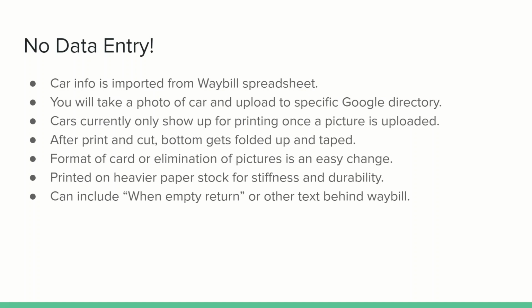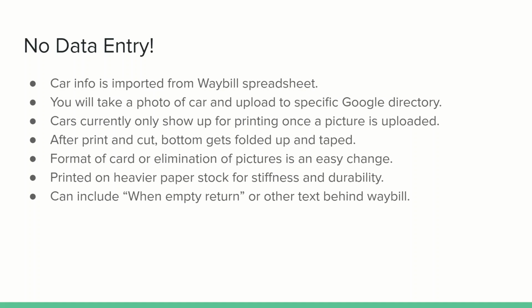And the way it's set up right now, you can only print a card. It only shows up as a car card ready to be printed once that picture has been found. So a combination of seeing the car information in your waybill file and seeing the picture is what tells it it's ready to print. After you print the car card out, it has a line on there showing how you fold it up, and you just quickly put a couple pieces of Scotch tape on the side, and that creates your pocket for the car card.